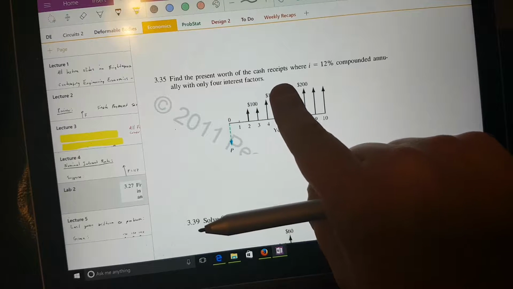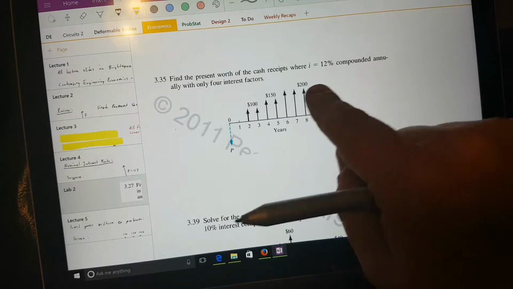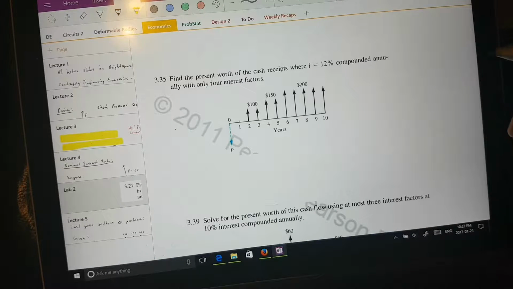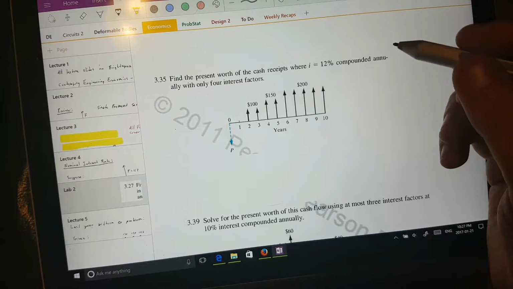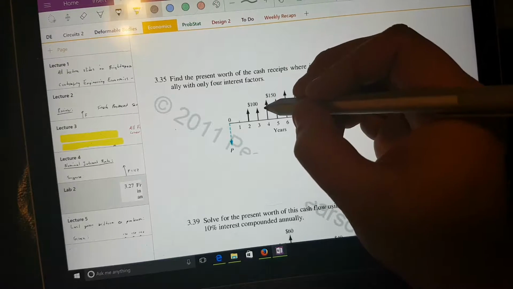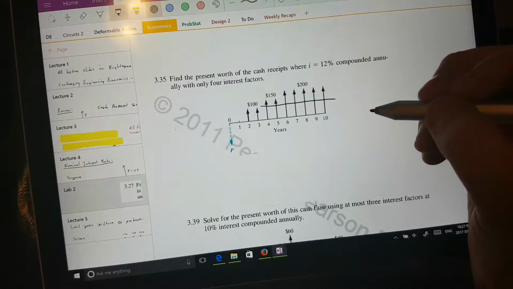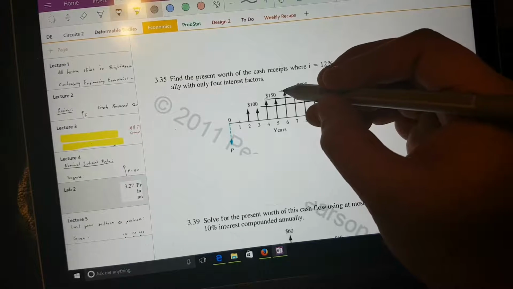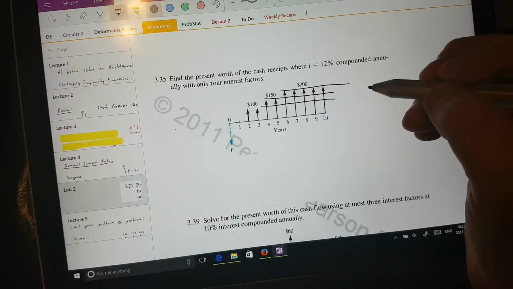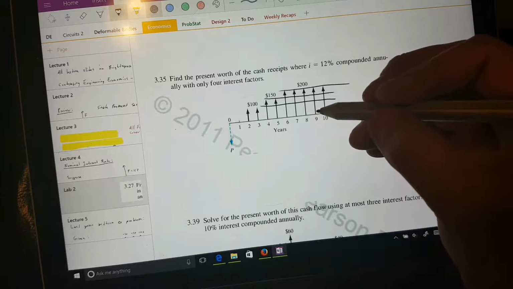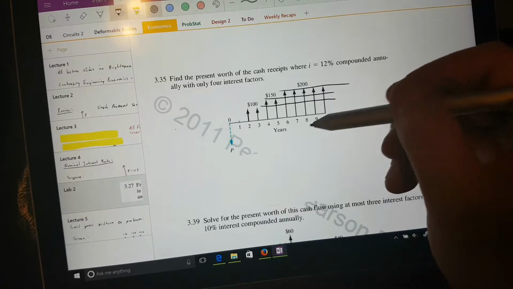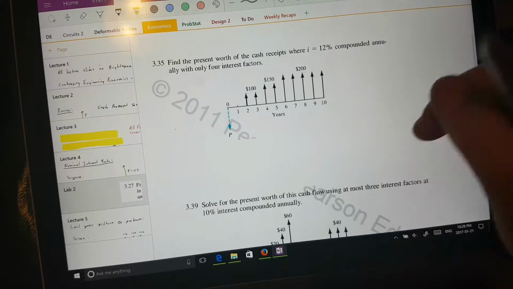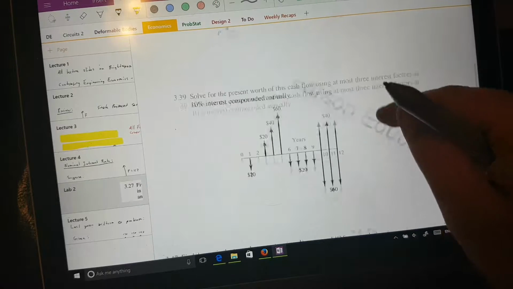But anyway, find the present worth of cash receipts where i is 12% compounded annually with only 4 interest factors. Okay, so this one is an equal payment series of 100, and then the next one is an equal payment series of 50, and then another one of 50. So I want the present worth of that, so I can just split them all up and get P by adding the 3 things together. Compounded annually. Yeah. Okay.